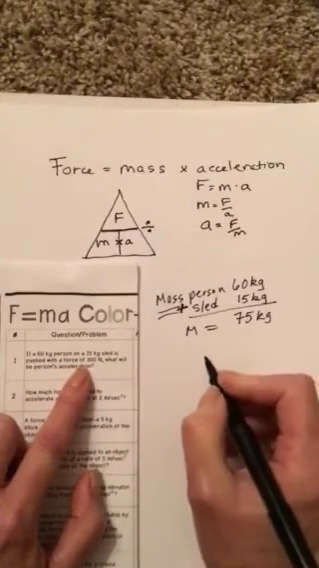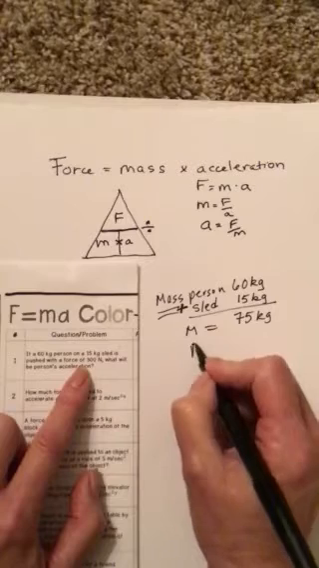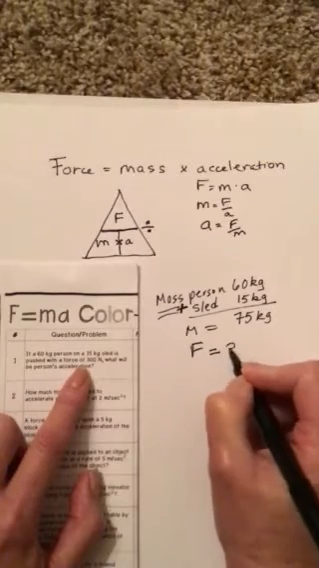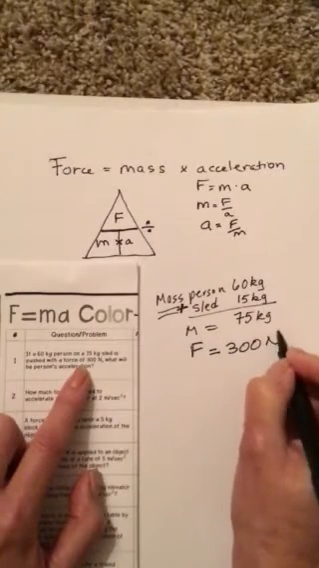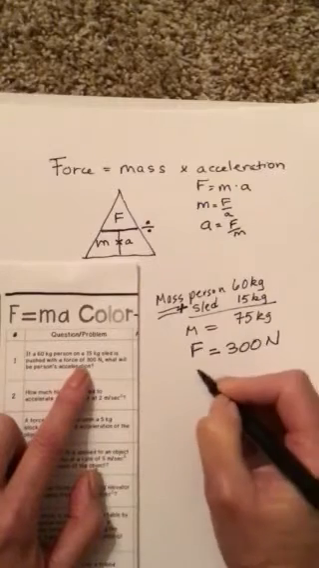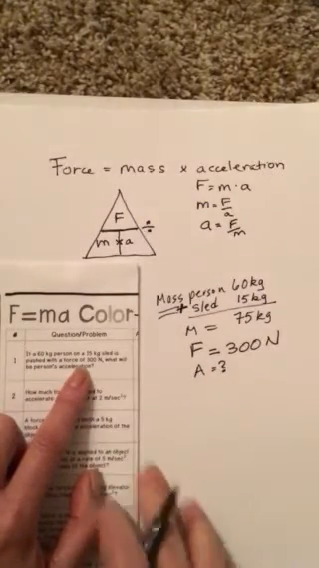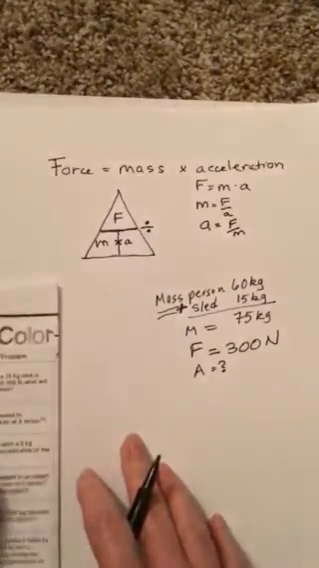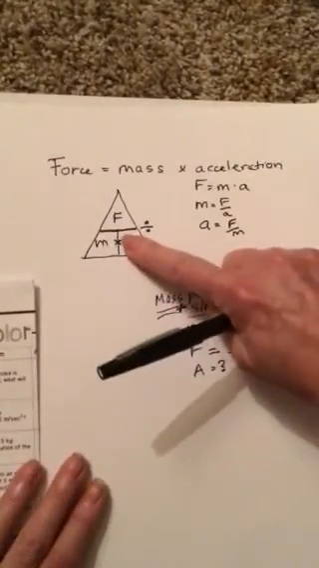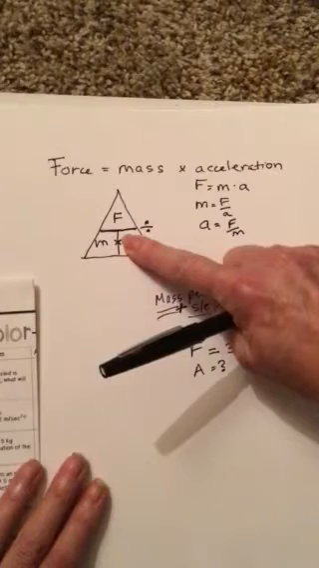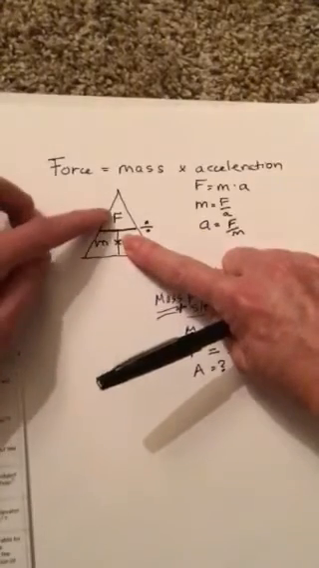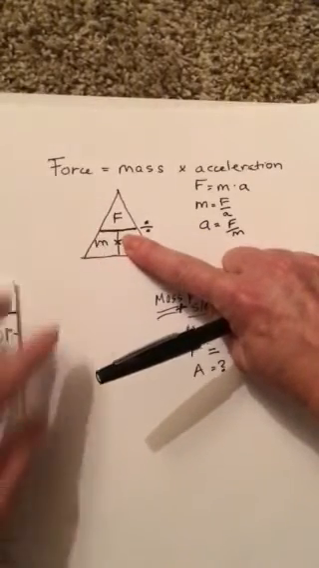And we know that they are being pushed with a force of 300 newtons, right? So what we don't know is what is the acceleration. All right, so let's start by covering up acceleration. It tells me I need to have a force and divide that by the mass.